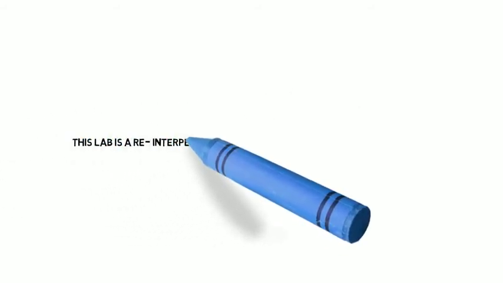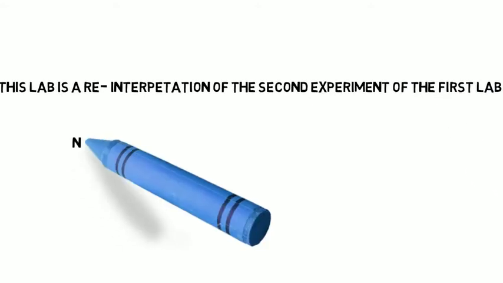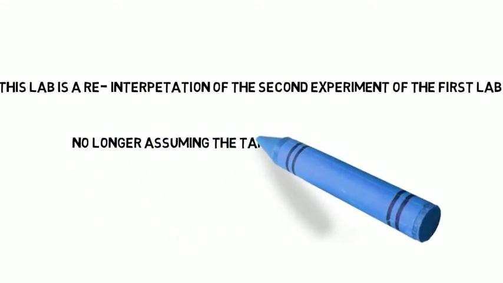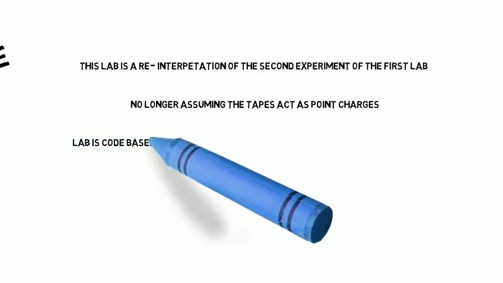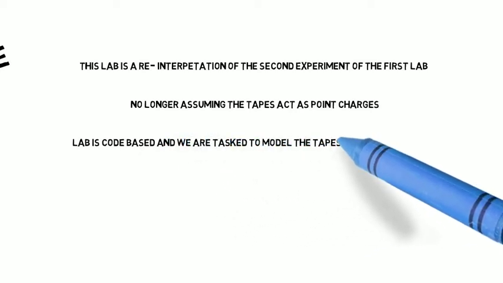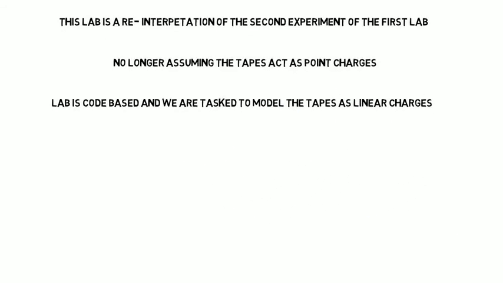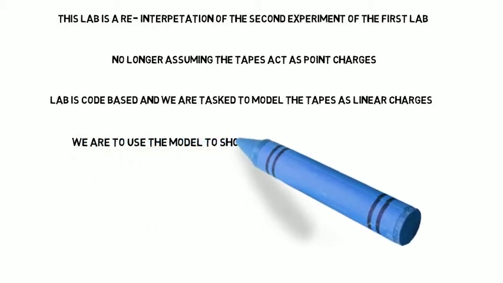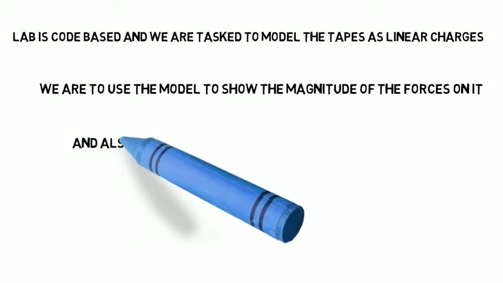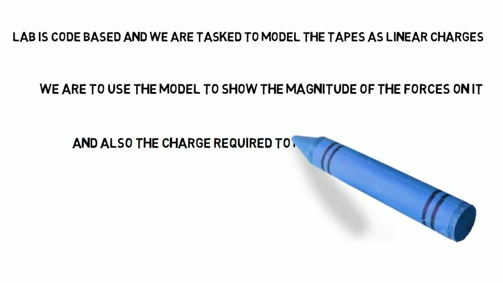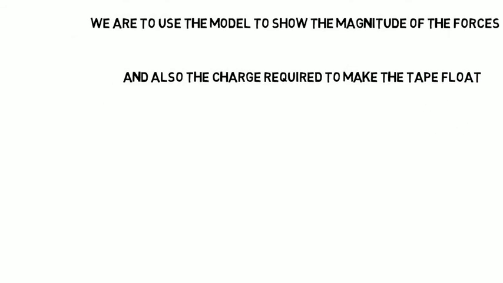For our second lab, we were supposed to model the previous lab as a line of charges. So in a sense, this lab is a continuation of the second experiment we had in the first lab. For this lab, we are to find the electric force on the top tape, but we are to model it as a line of charges rather than a point charge. This lab is code-based, so no new experiments were done, and we were tasked to model this new experiment and to find the charge Q on the tapes, and also to find the forces that act on it to make it float.